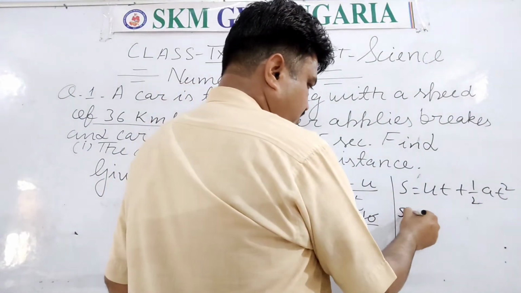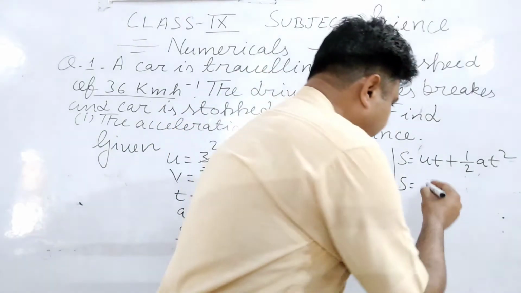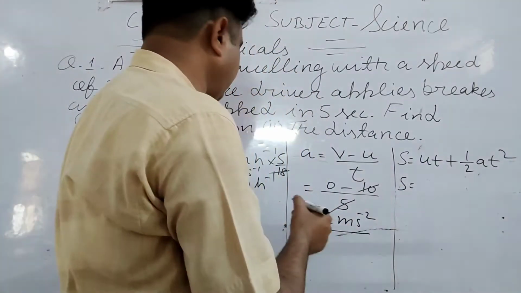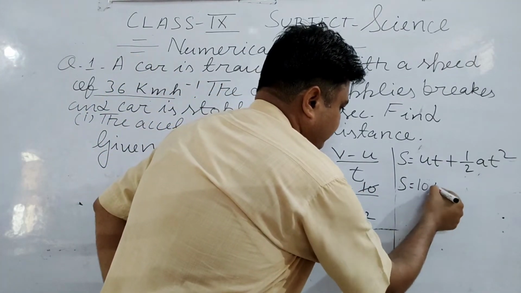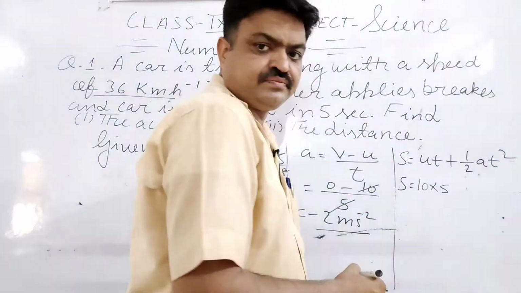Now you put all these quantities in this. So now in this, student, we will put the value. What is u here? U is 10, so we will write 10. What is time here? It is 5. So we will write here 5.